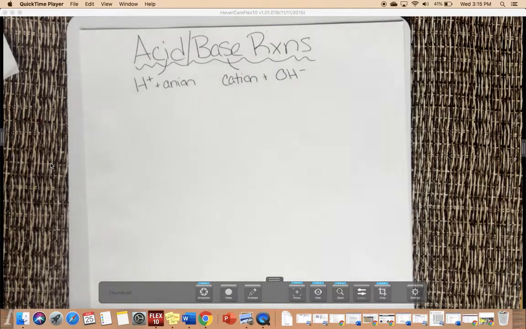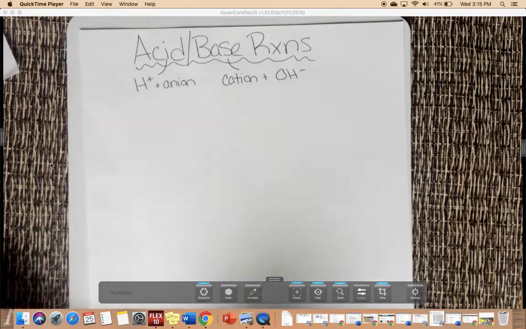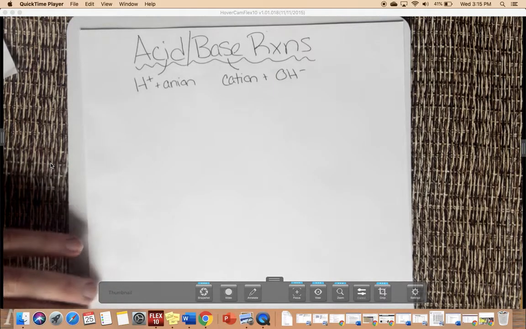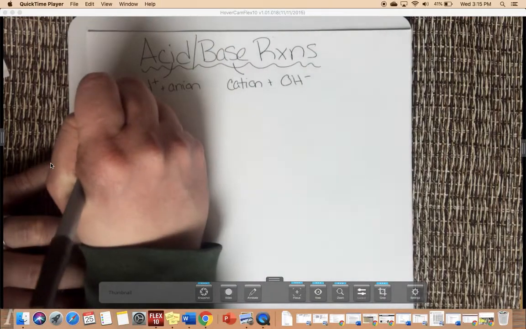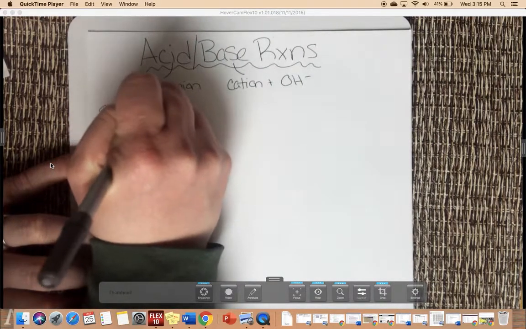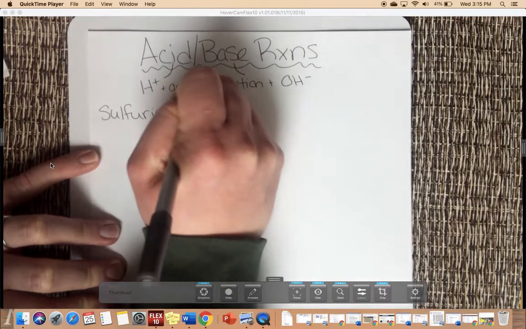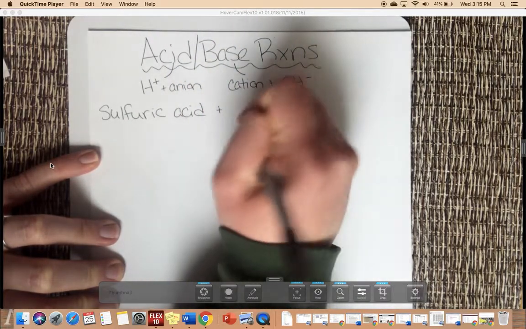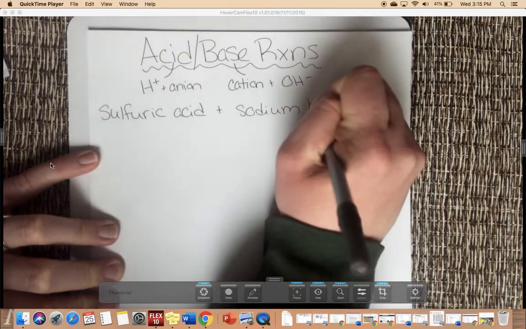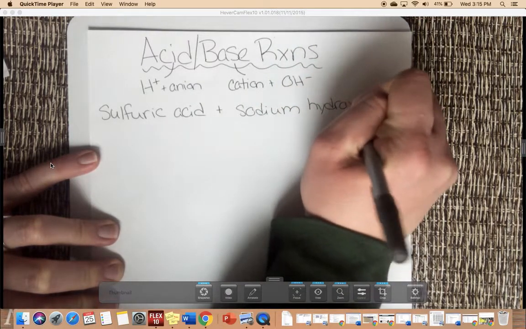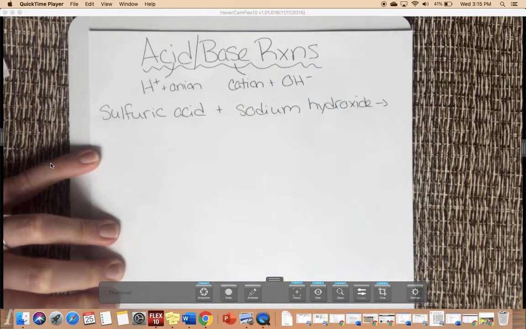The cool thing about these is every time you're going to end up with water as one of your products, and a salt. We know that ionic compounds are also named salts, so that's what you're going to be looking for. So if I had an acid-base reaction with, say, sulfuric acid with sodium hydroxide, and I wanted to know what that's going to make.